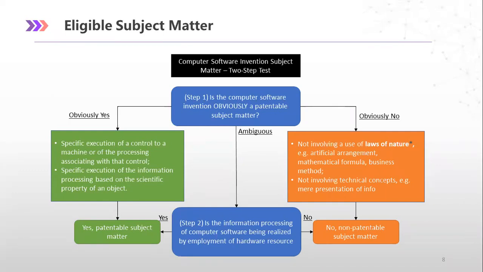number one, it involves specific execution of a control to a machine or execution of the processing associated with that control to the machine. Or number two, it involves specific execution of information processing based on the scientific property of an object. Then it is considered a patentable subject matter.